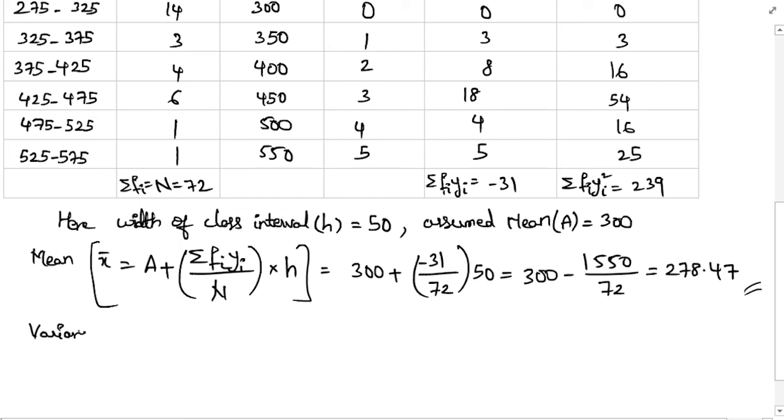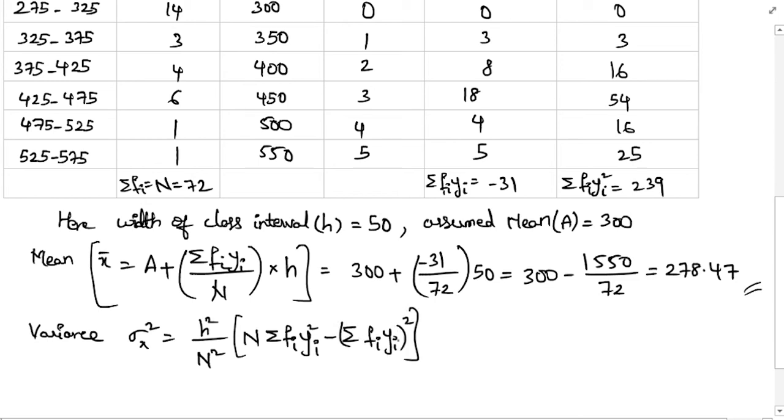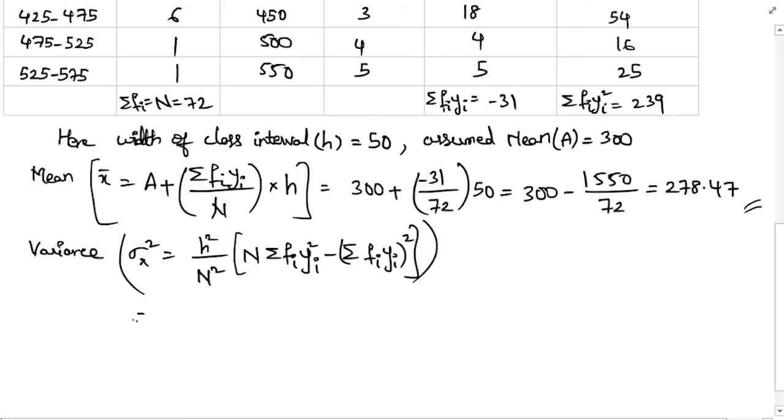Then we'll find the variance now. Variance, that is sigma x square, is equal to h square divided by n square into n into the summation of Fiyi square minus the summation of Fiyi the whole square. So this is the formula for variance. So we'll substitute the values in this. That will be equal to 2500 divided by 72 into 72 into 72 into 239 minus 31 into 31.